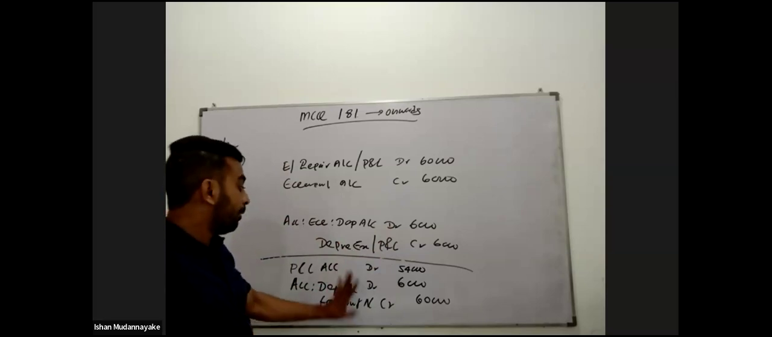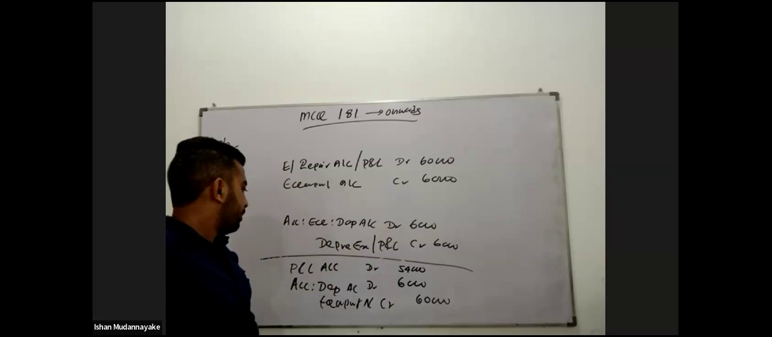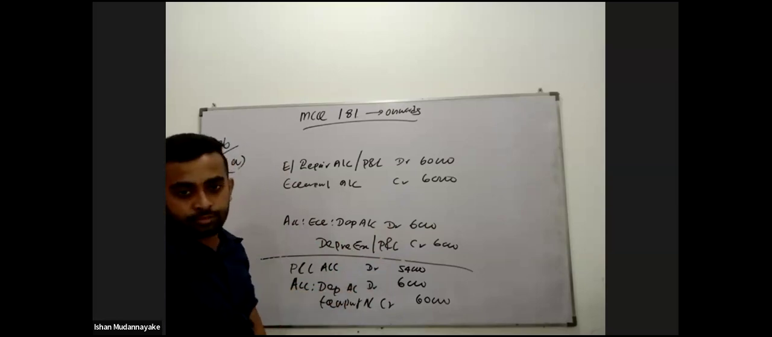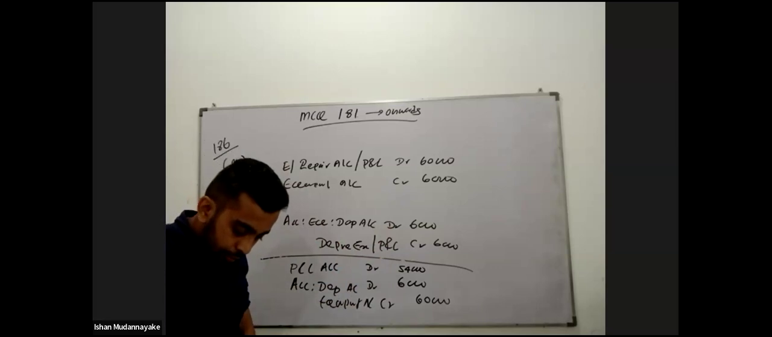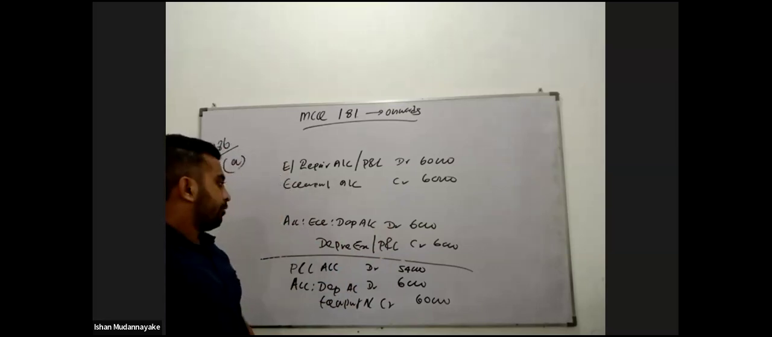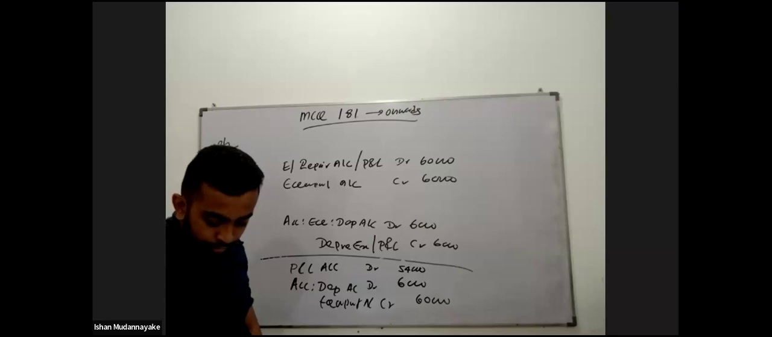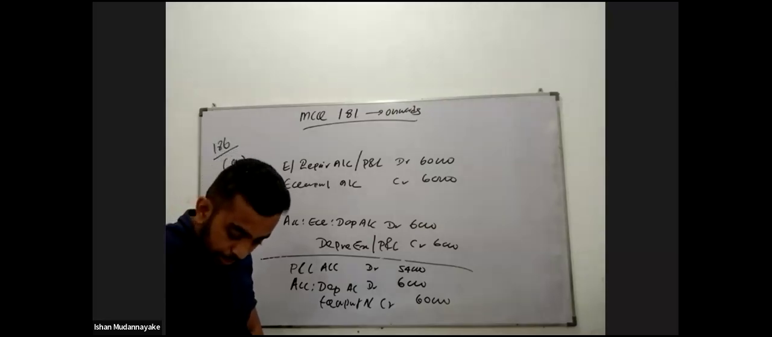Or you can write the net double entry. Profit and loss account debit 54,000. Accumulated depreciation account debit 6,000. Equipment account credit 60,000. Net double entry. Answer for question number 186, A. And then asked for the B.